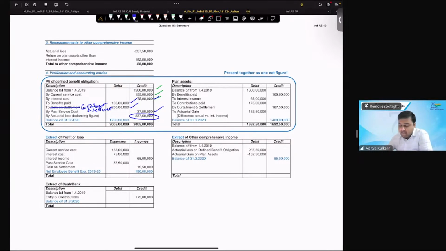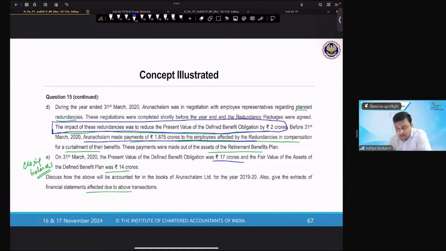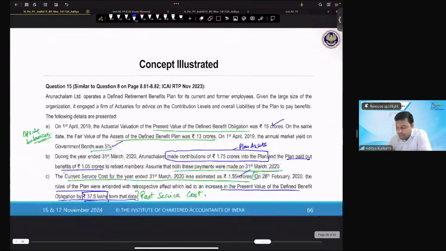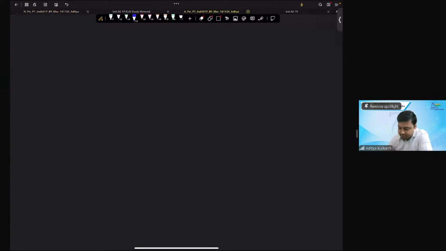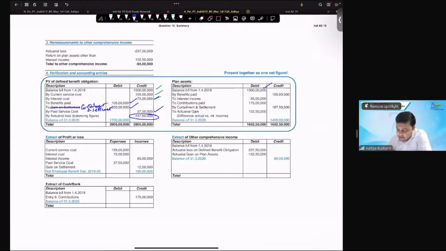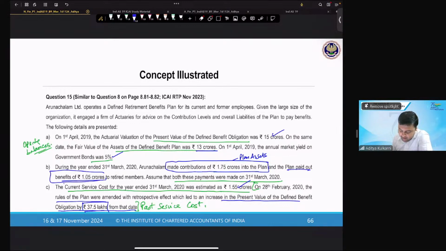Okay. All right. Coming to the next one, plan assets. Now, plan assets, what is your opening balance? 13 crores. So opening balance, 13 crores. Benefits paid 1.05 crores. That is given somewhere here only. Okay, benefits paid 1.05 crores.